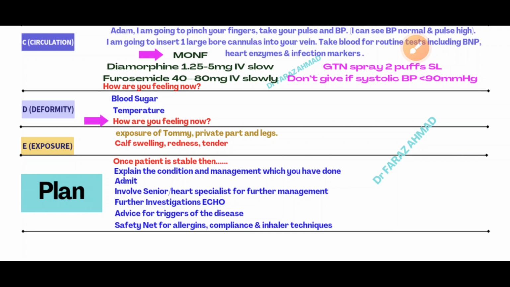Then you will give the advice for the triggers of disease. You will safety net the patient for the allergen, compliance, inhaler techniques, or the compliance to the medication of the hypertension or the MI, and then you will give the safety net for the worsening symptoms as well.